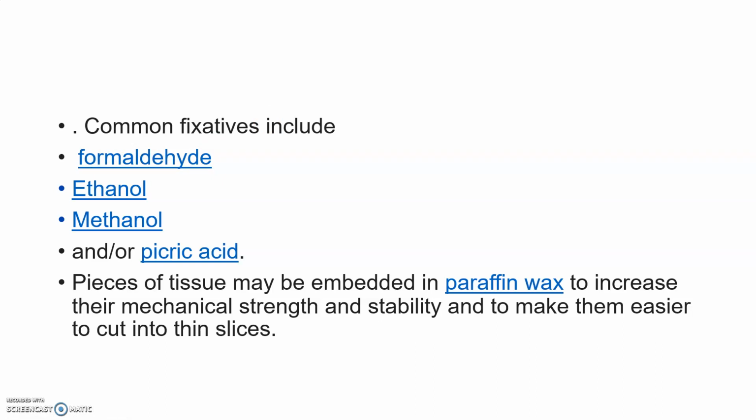The pieces of tissue may be embedded in paraffin wax to increase their mechanical strength. അതായത് ചിലപ്പോൾ ടിഷ്യൂ പീസസ് നമ്മൾ ഒബ്സർവ് ചെയ്യാനുള്ളത് we are attaching or embedding them with a paraffin wax, and this may increase the mechanical strength of that piece of tissue and their stability to make them easier to cut into thin slice. ഇത് വരുന്നത് മിക്കവാറും ഇലക്ട്രോൺ മൈക്രോസ്കോപ്പിയിലൊക്കെ ആയിരിക്കും.